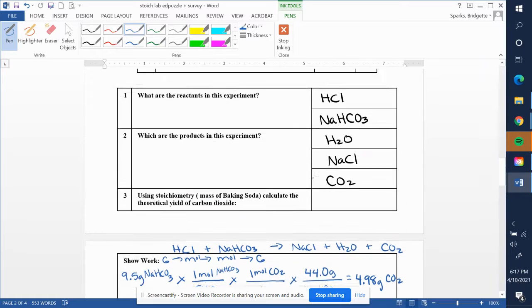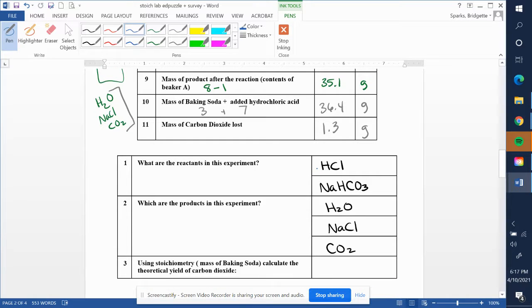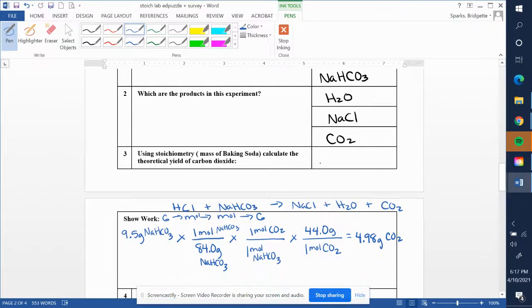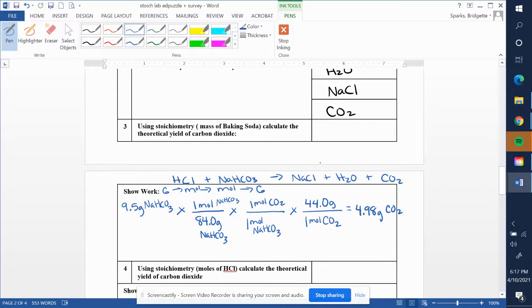Now, if we go back and look at how much we actually made, 1.3 grams is significantly different. So maybe this isn't our limiting reactant. We're going to have to look.